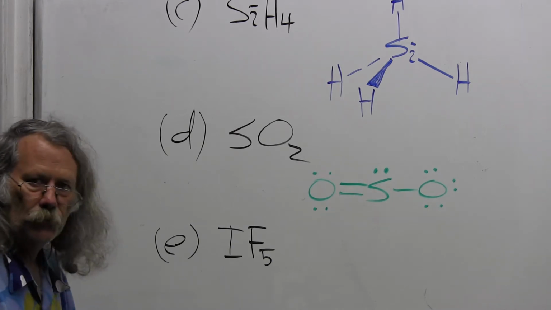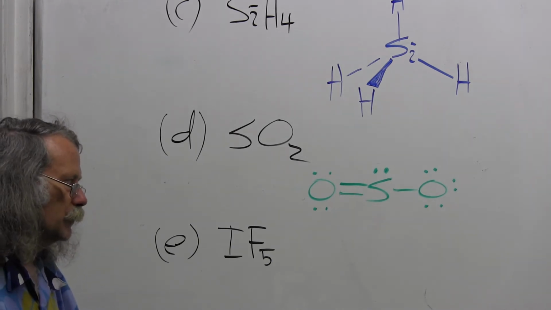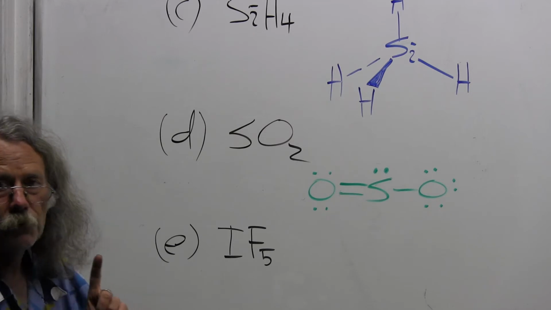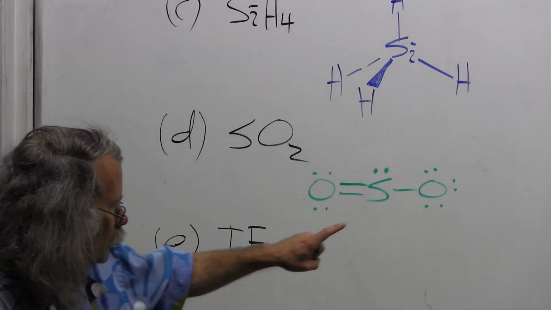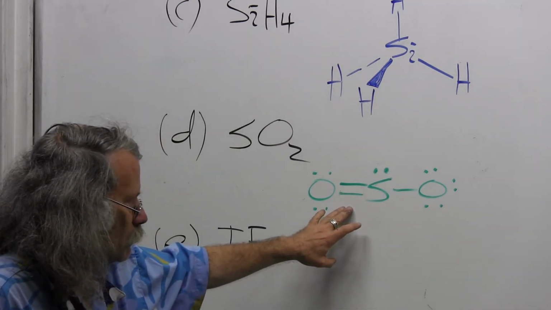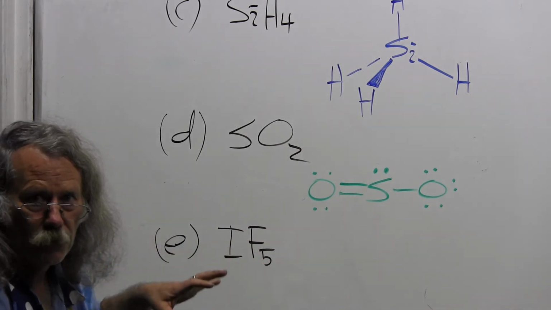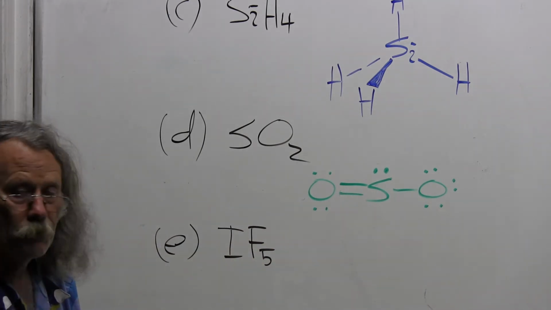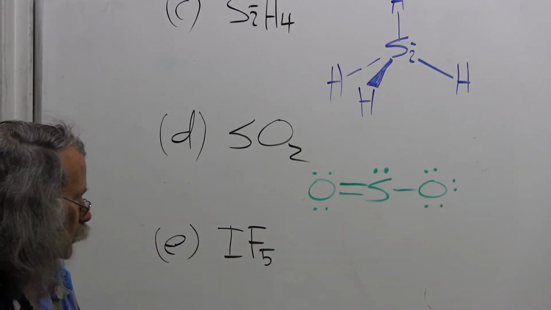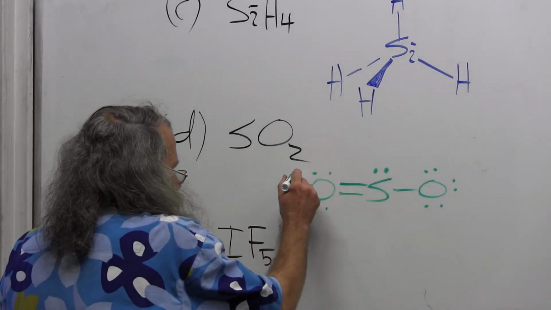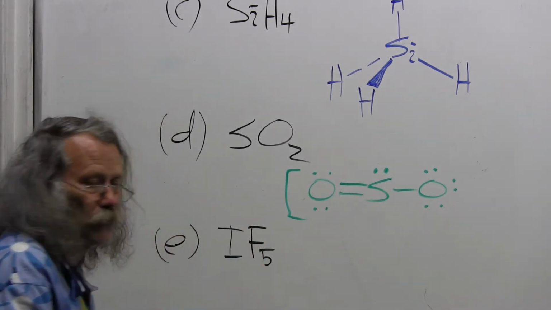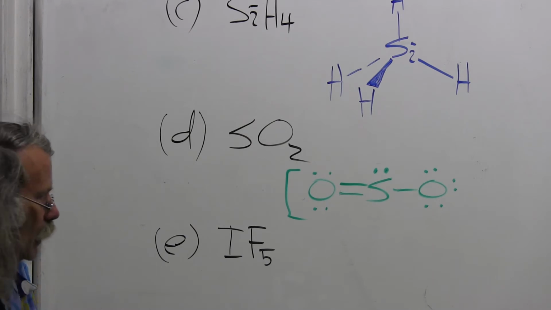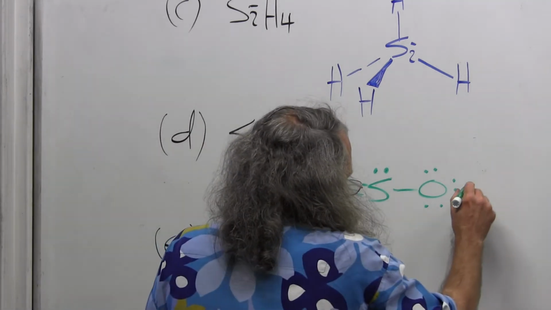And what in fact is observed with sulfur dioxide is only one bond length, and it is shorter than a single bond but longer than a double bond. It's intermediate between the two. And so the way we depict this in a Lewis sense is I will have to draw brackets around it, and I will draw a double-headed arrow.